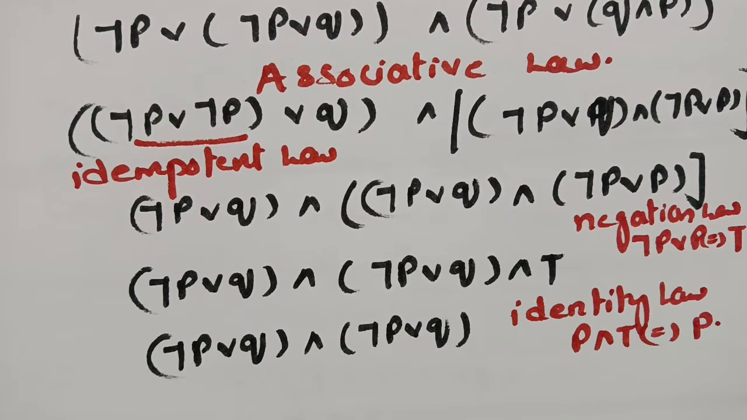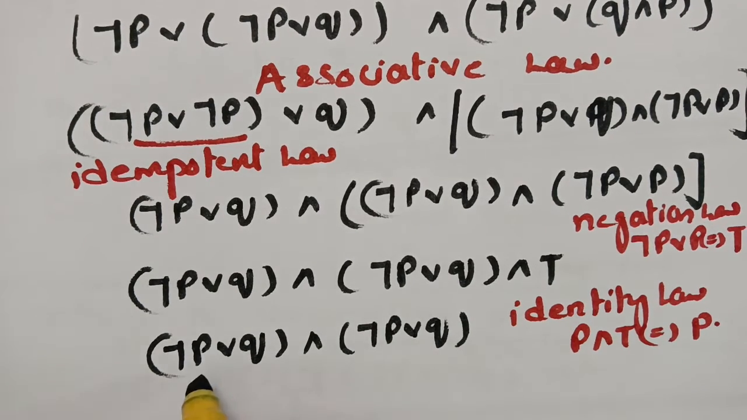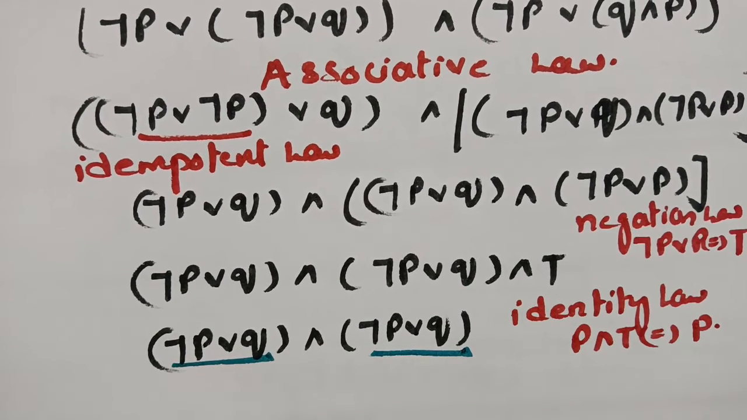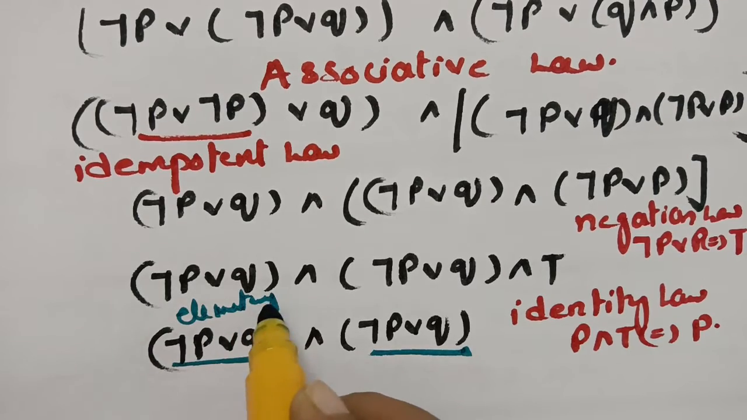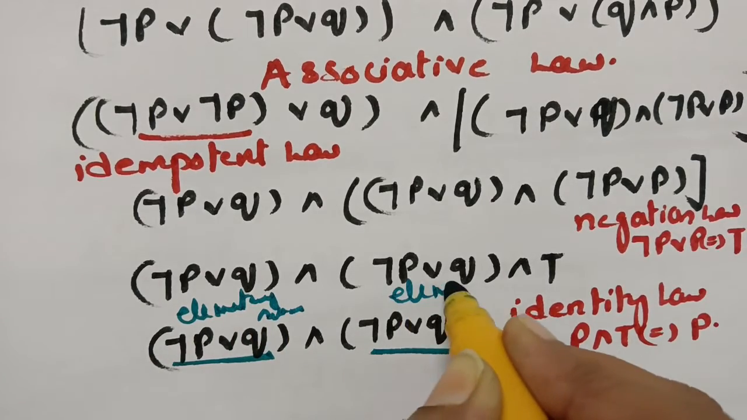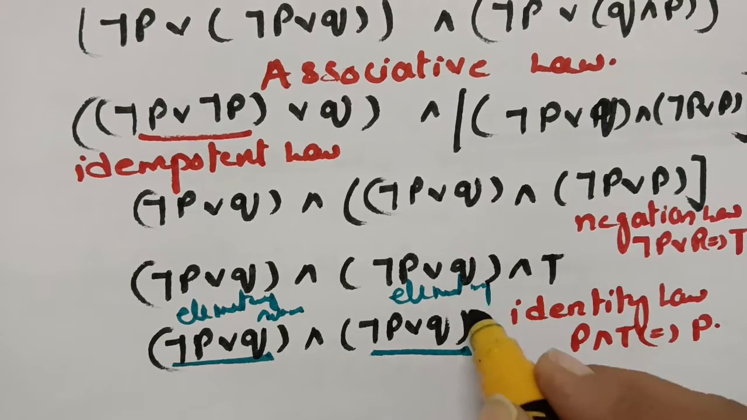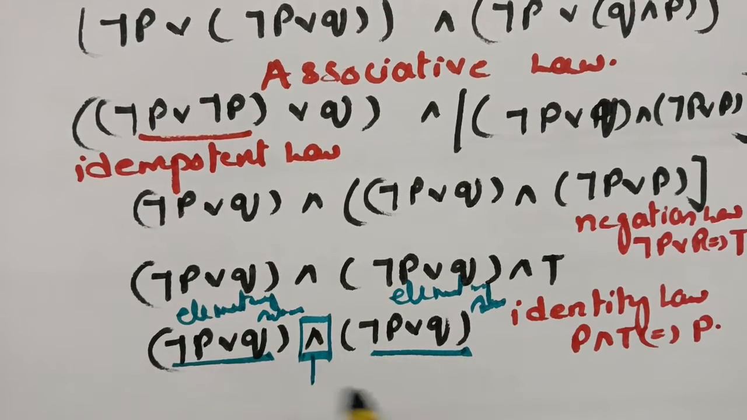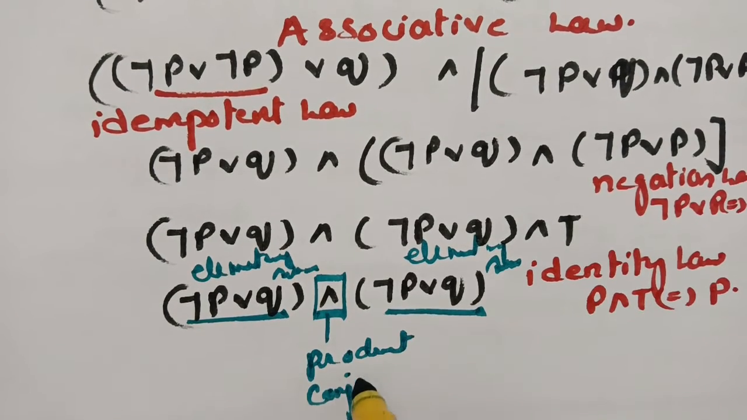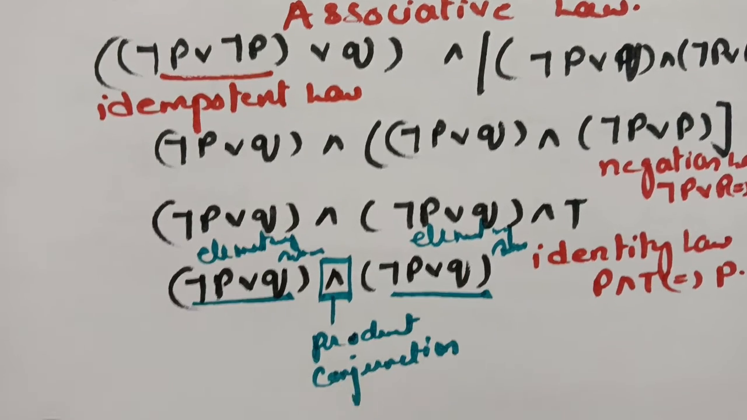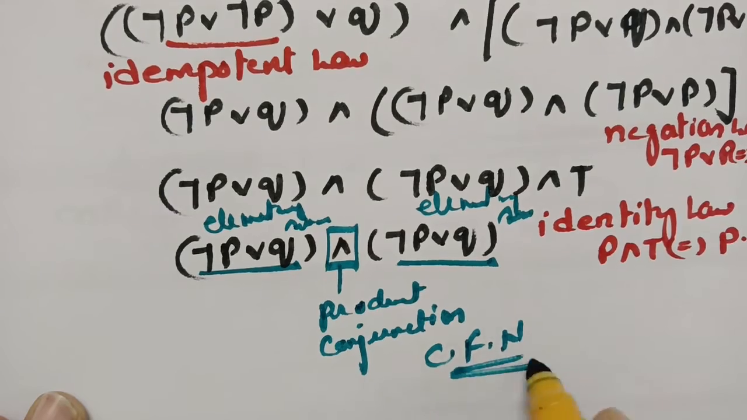See, if you observe, what is this one? This one is a sum. The sum of the variables of negation statement and the variable statement is called elementary sum. This is also elementary sum. So the symbol here is nothing but the product or conjunction. See here, the product of elementary sums is nothing but CNF, that is conjunctive normal form.